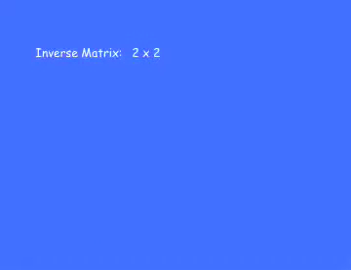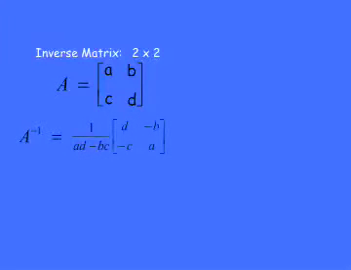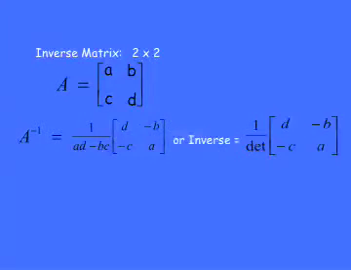Inverse matrix. First we'll look at a 2-by-2. We've got matrix A here, and the elements are A, B, C, and D. The calculation for the inverse of A is as follows. Notice that the denominator of the fraction here is the determinant of the original matrix. So we could also write this as 1 over the determinant of the original matrix times this new matrix.